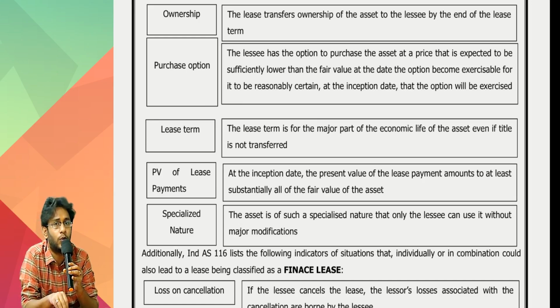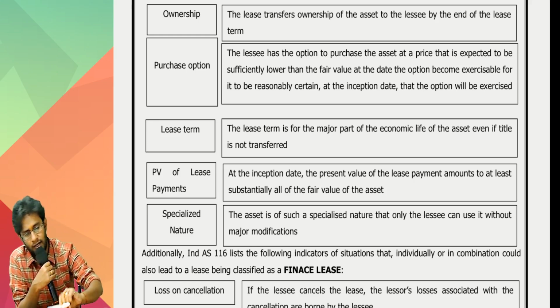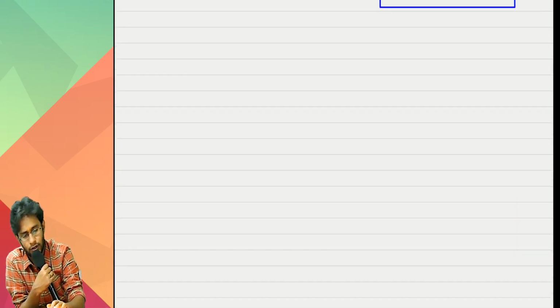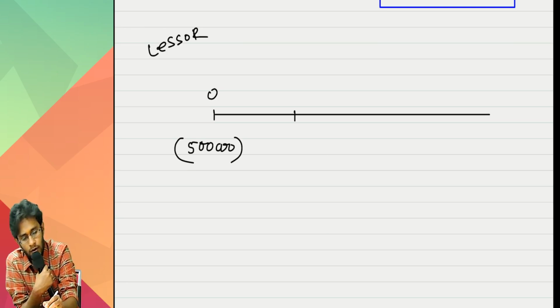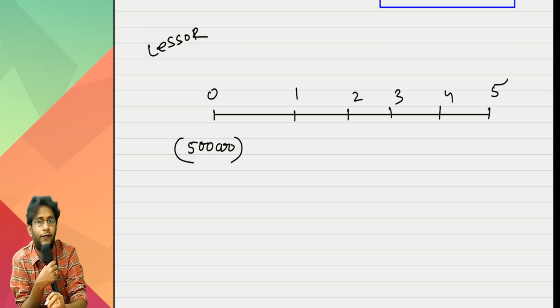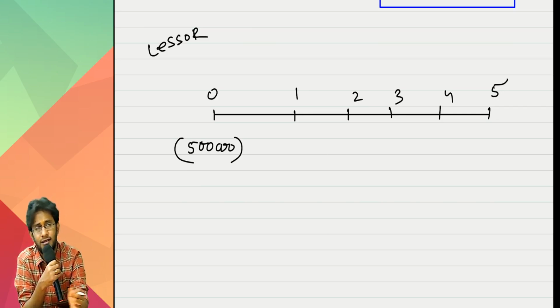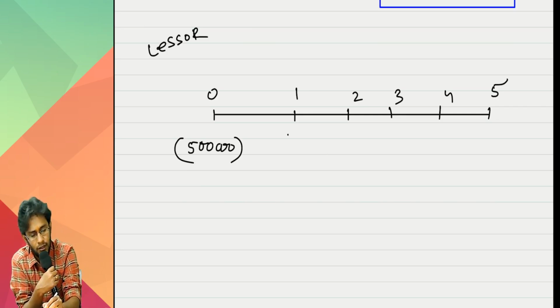is substantially equal to the fair value of the asset. For example, think over carefully. It is a little mathematical but very logical. Suppose you are the lessor. Today, you bought the asset for an amount of 5 lakh rupees. 5 years is the lease period for which you have leased the asset to somebody, and you are charging some lease rents.